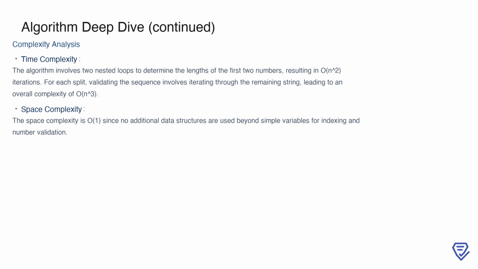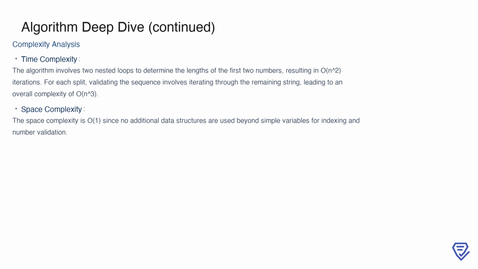On the other hand, the space complexity is O(1). This is because we use only simple variables for indexing and validating numbers, and no additional data structures are required. By keeping the space usage minimal, the algorithm focuses entirely on processing the input string efficiently while systematically exploring all possible additive sequences.